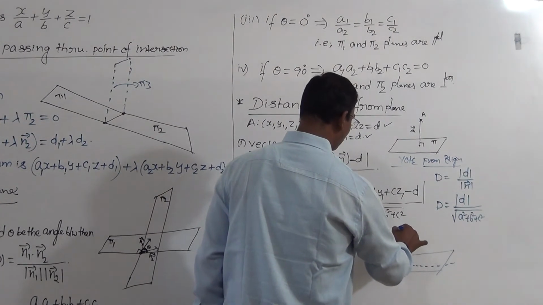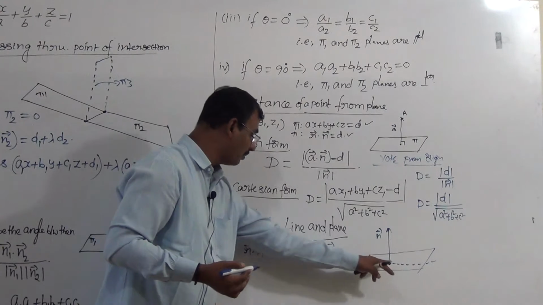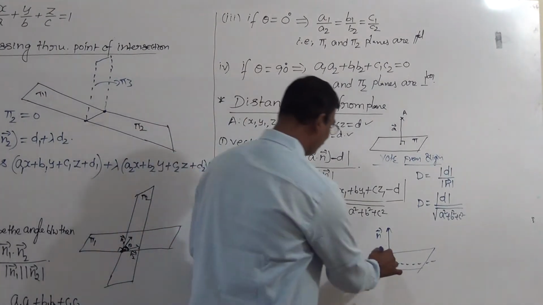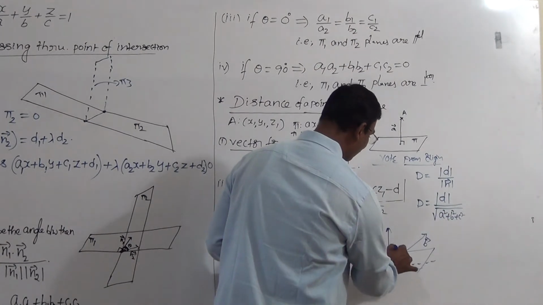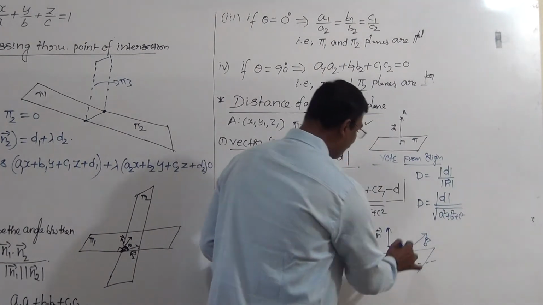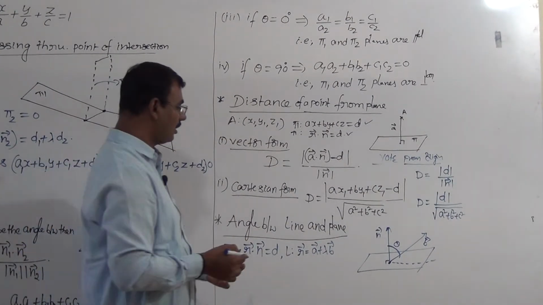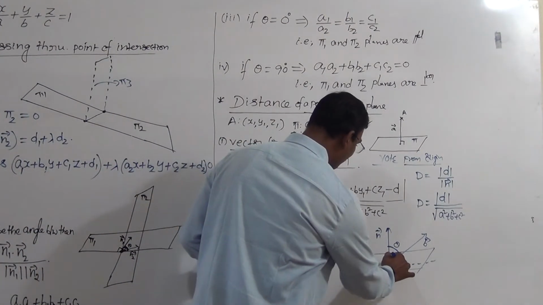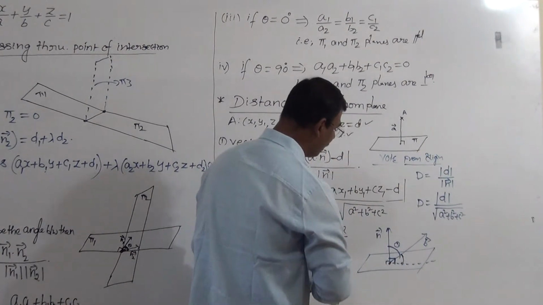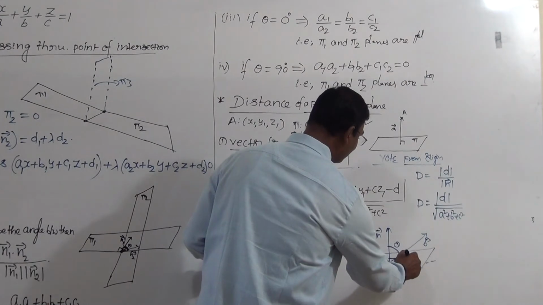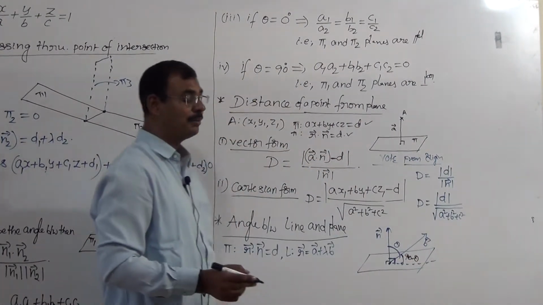So this is the normal vector, and the line is parallel to which one? The b vector. So I am taking the b vector like this. Asking for this angle, what is the angle between line and plane? This is perpendicular, so how much angle is this? 90 degrees. This angle becomes 90 minus theta, and this is the angle between line and plane.